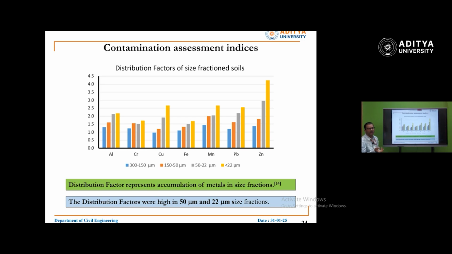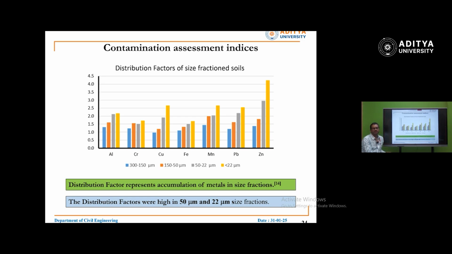So that means metal started accumulating in the finer particles. Now, what is the problem with the finer particles? Why do we have to worry about that? Because the finer the particles, the more the chances that those particles can act as vectors, like they can travel easily.